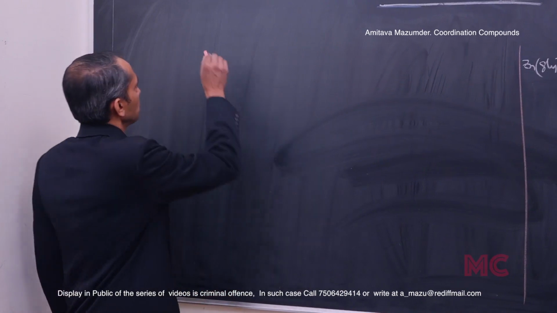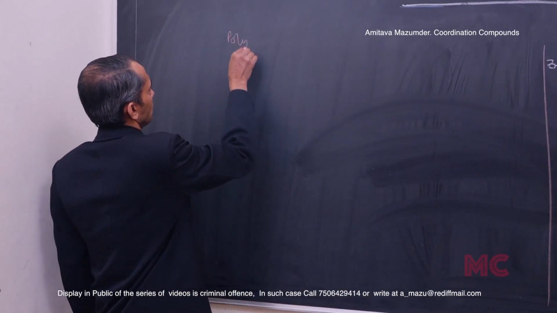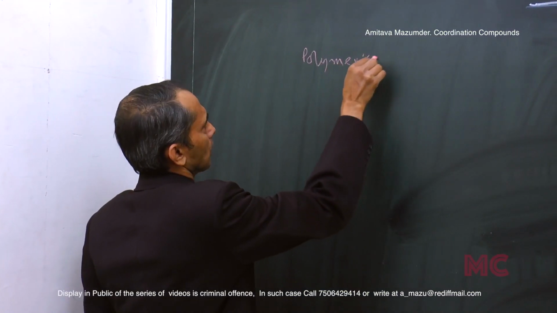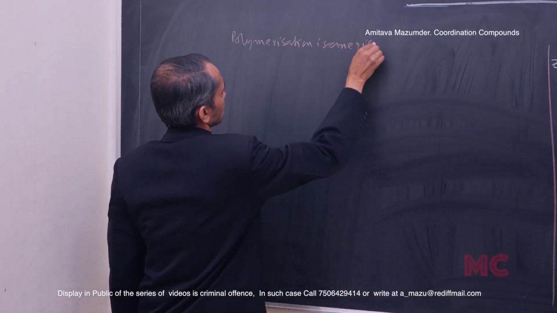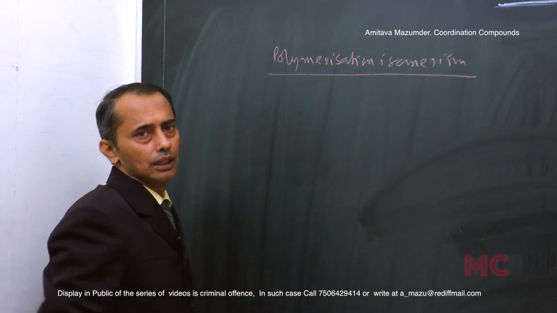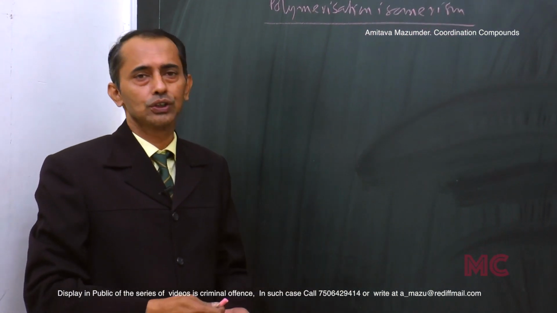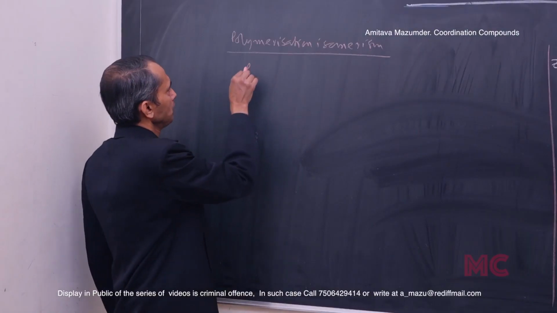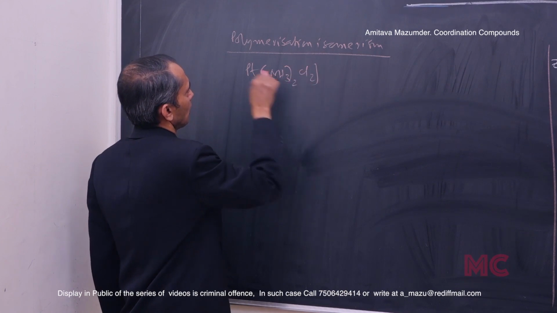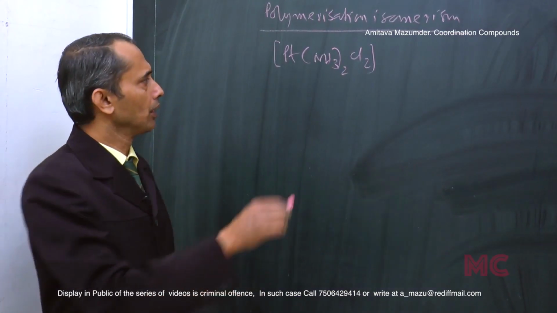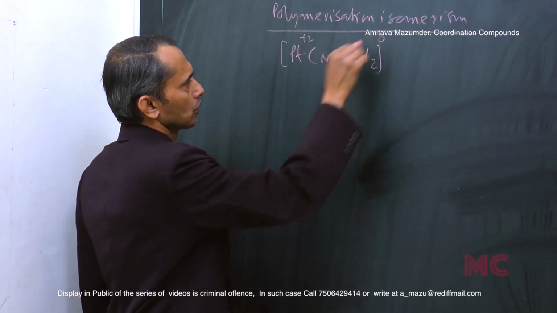Next we will talk about polymerization isomerism. What is polymerization isomerism? We don't find it in organic chemistry, but here in coordination compounds we find that. For example, Pt(NH3)2Cl2. This is a complex where platinum is plus 2 and the overall charge is 0.